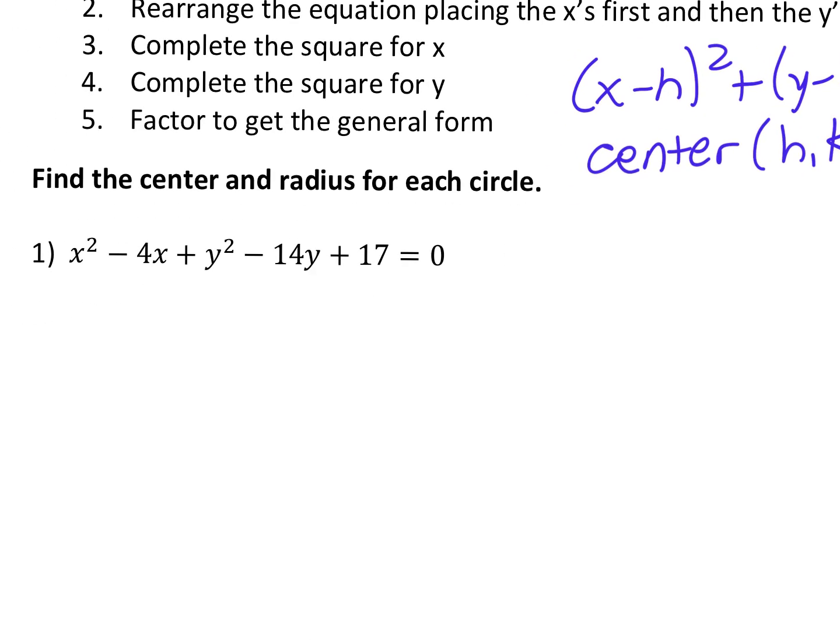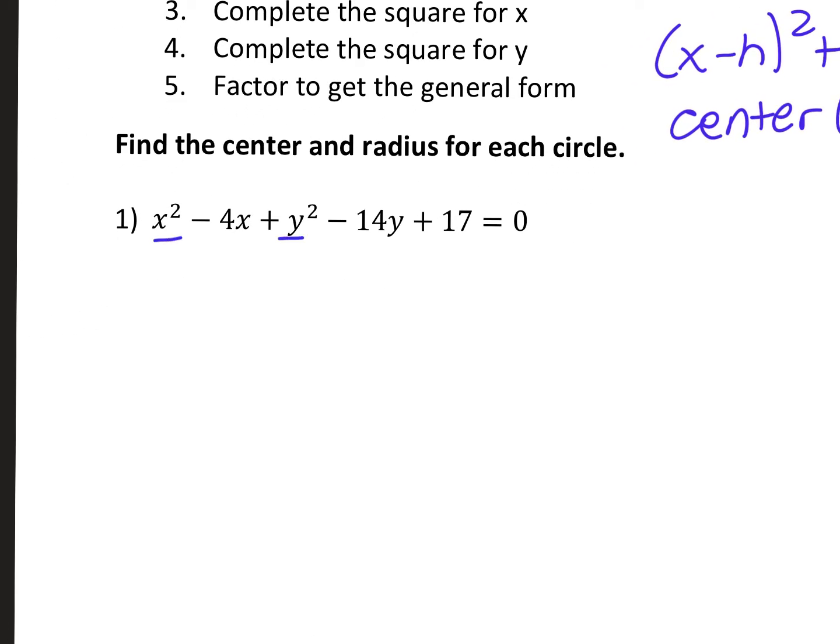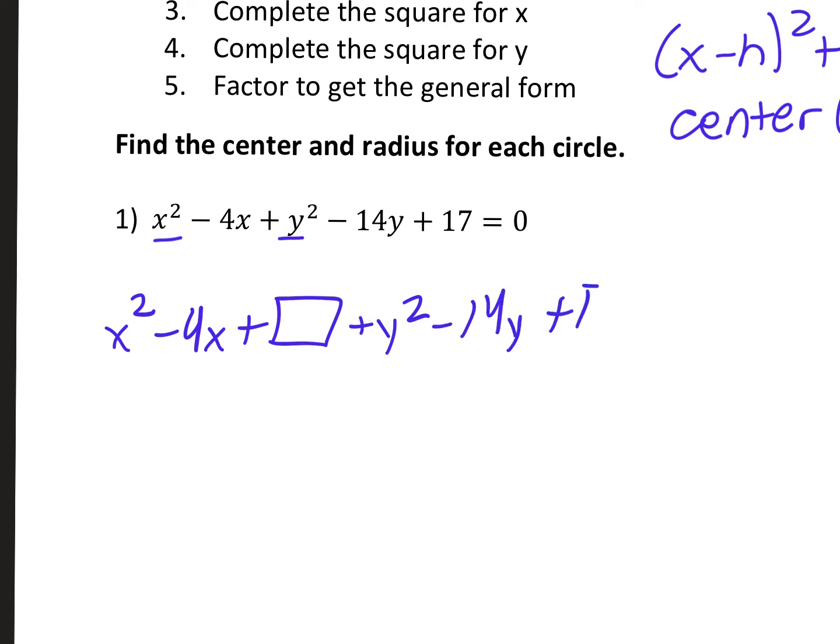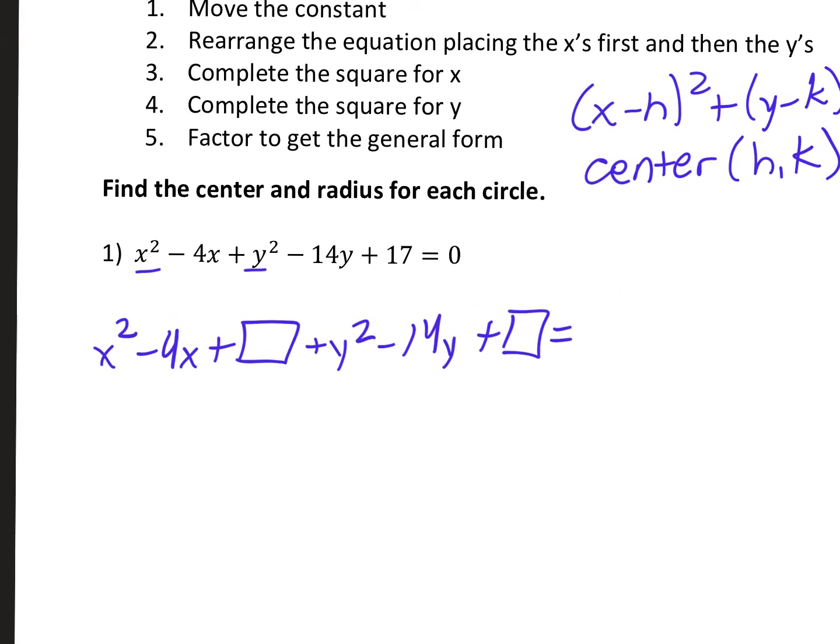So do you guys see how you have an x squared and you have a y squared, right? Yes? So we're going to just get all of your x's together, all of your y's together, and complete the square. So the first thing I'm going to do is say x squared minus 4x plus a box, because we're going to complete that. And then I have plus y squared minus 14y plus a box equals, what do I do with that positive 17? Perfect. We move it over and I get negative 17.